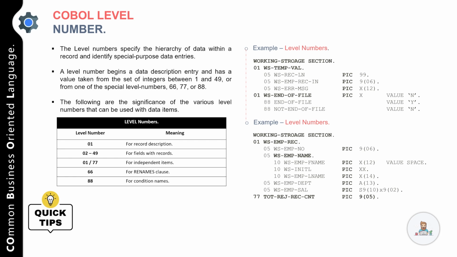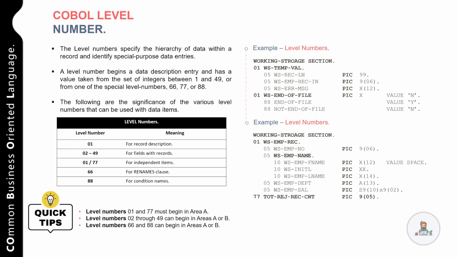Finally, before we move to our next section, here's a quick tip. First and foremost, level numbers 01 and 77 must always begin in area A. Level numbers 02 through 49 can begin in area A or B. Level numbers 66 and 88 can also begin in area A or B, depending on how exactly you're defining these variables in your COBOL program.